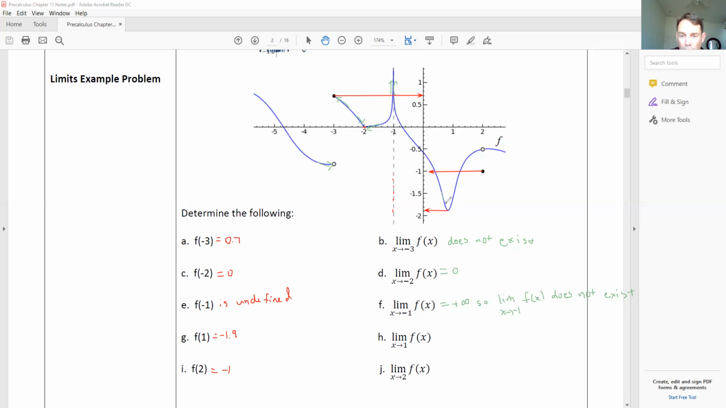Here at 1, I'm going down to this value, and I'm going down to the same value. I'm going to the same value, so that equals whatever that value is. It's -1.9. And on this one, notice I'm going into the hole from the same side, left and right. Even though I have a solid dot, I'm not going to the solid dot. I'm going in and out of the same dot. Therefore, it is going to be that value right there. So it's -0.5.